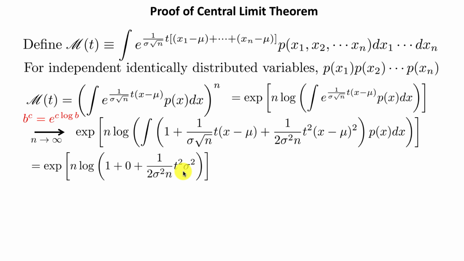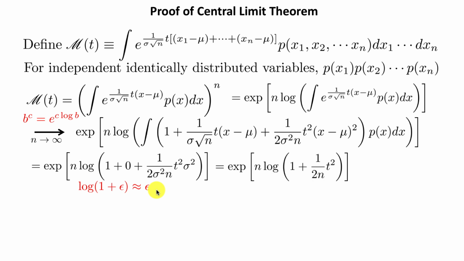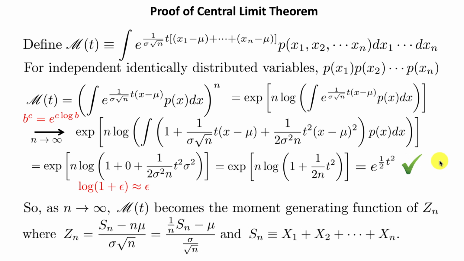At this point, we will use the fact that log of 1 plus epsilon is approximately epsilon. The next term is minus half epsilon squared, but we won't need it. And so now we have the exponential of n log times this. Well, now use what we have just discussed, and that's e to the t squared over 2, and that's a great victory. That is the generating function for a Gaussian, and so we have achieved victory. This is the proof of the central limit theorem.